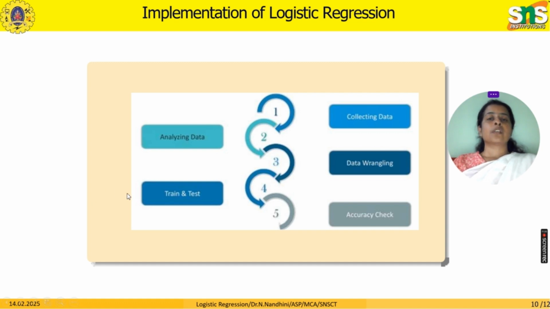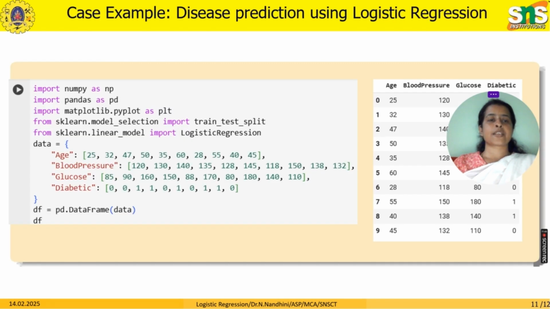Before that, we have to split the data set into training samples and test samples. Finally, check whether the accuracy meets our expectations or not. So these are the steps involved in the implementation of logistic regression.